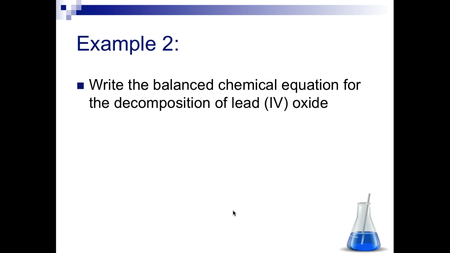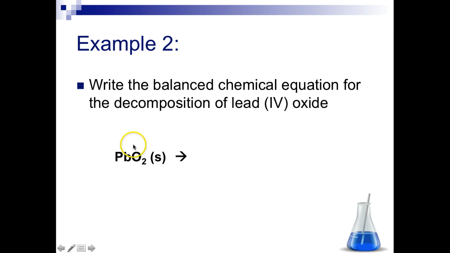So let's look at an example. Write the balanced chemical equation for the decomposition of lead 4 oxide. Well, the biggest thing to start off with is you need to write lead 4 oxide correctly first. The formula for lead 4 oxide is PbO2. That is a solid, and that is going to break down. We're doing a decomposition reaction, so that is going to break down into two smaller pieces.